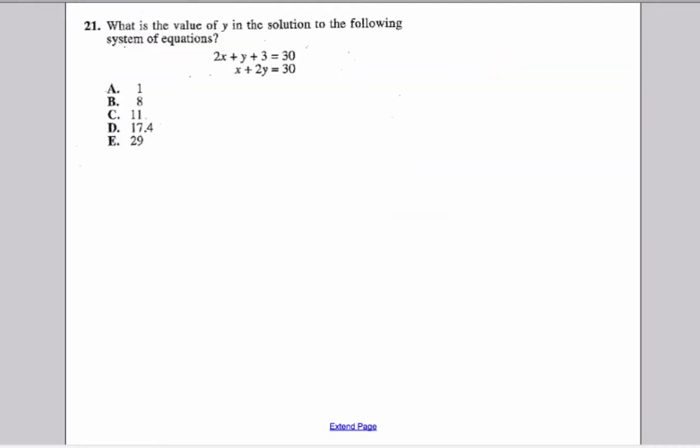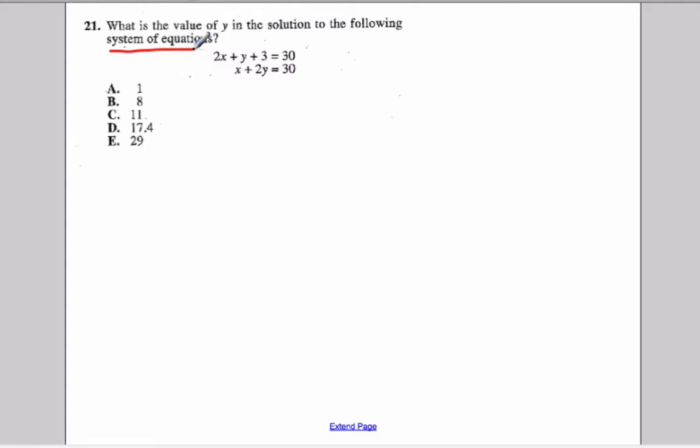Let's try the third problem. What is the value of y in the solution to the following system of equations? System of equations would be an Algebra 2 problem, maybe a little bit into pre-calc, but this would be more along the lines of a more difficult problem out of the ACT. A couple different ways to do this one. Let's do it by substitution first.